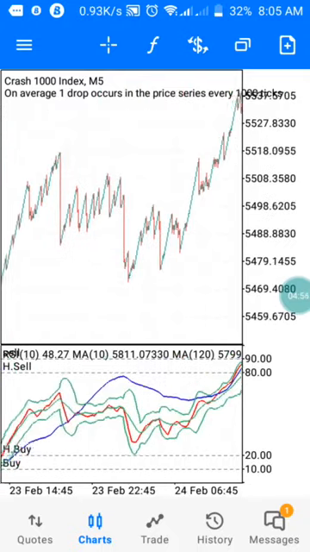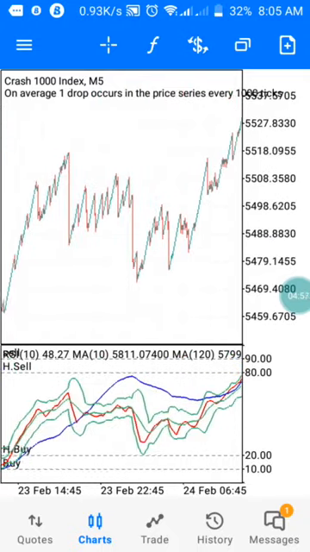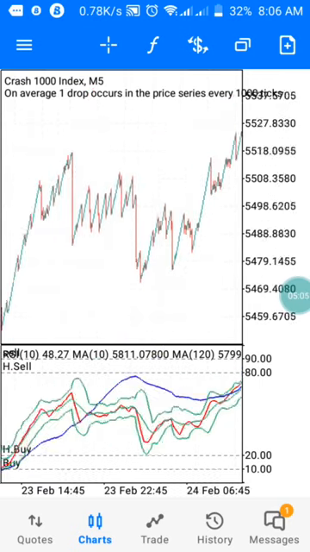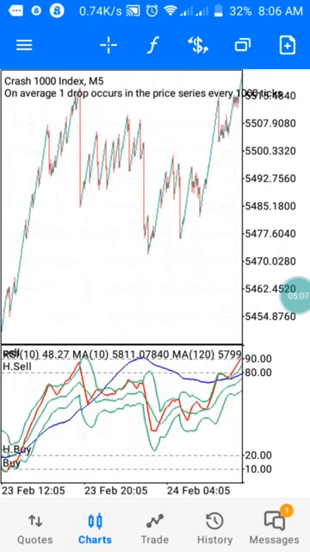You can use it on your Crash 1000, on your Crash 500, and also on your Boom 1000 and Boom 500. So this is really working. I want you to also set it up on your phone to trade with it, and post a comment on my YouTube. Also, let me show you the settings on how this works.